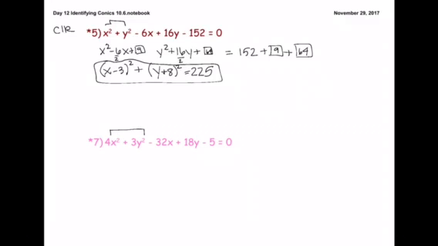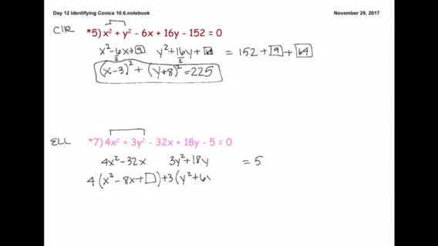We have two squared terms in number 7. Their coefficients are different, so we are working with an ellipse. Group your x's and your y's next to one another. Move your constant to the right-hand side. Factor out your greatest common factor. Add your boxes. Add your boxes to the right.